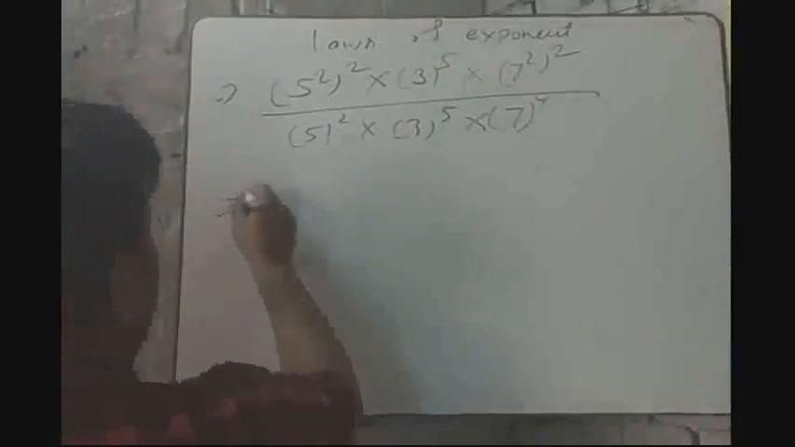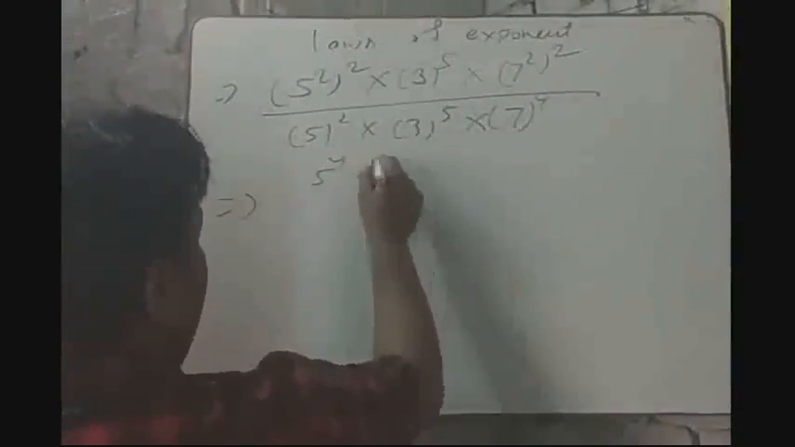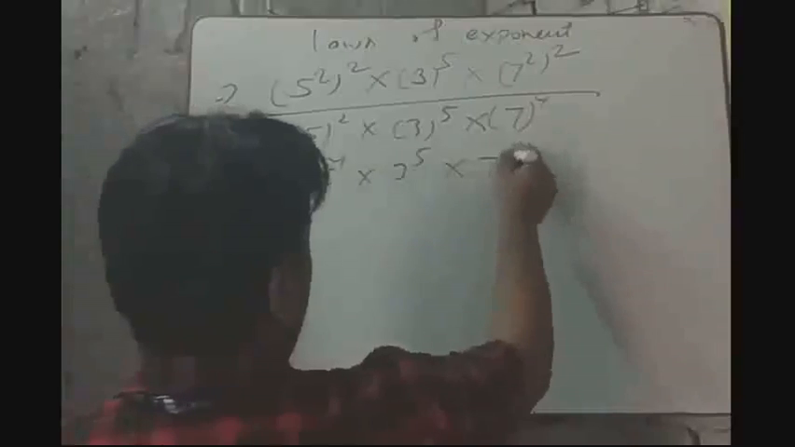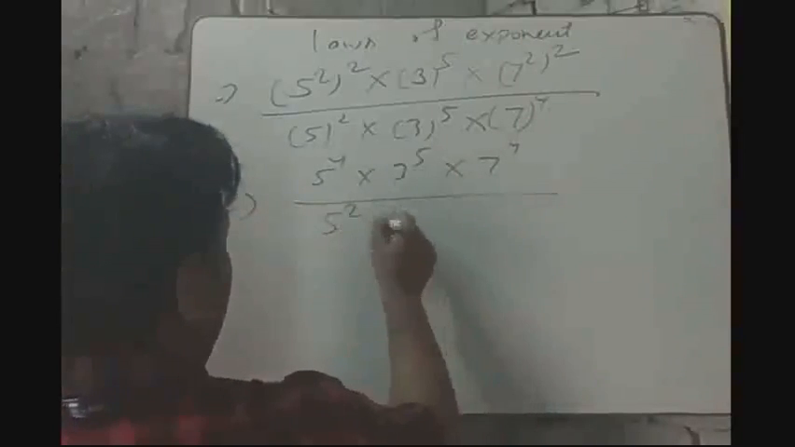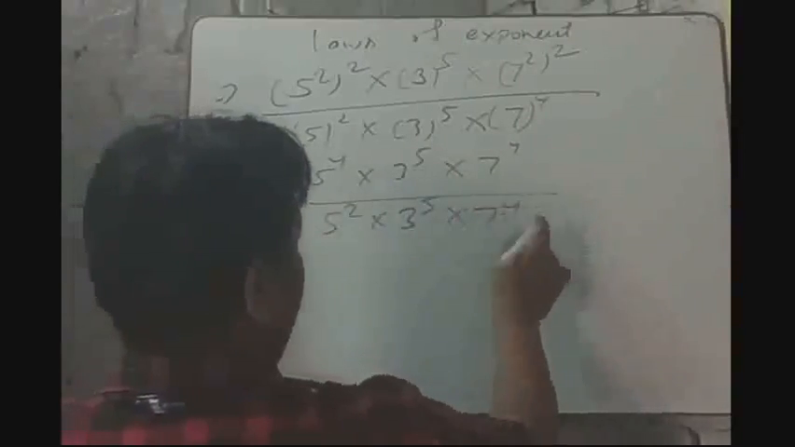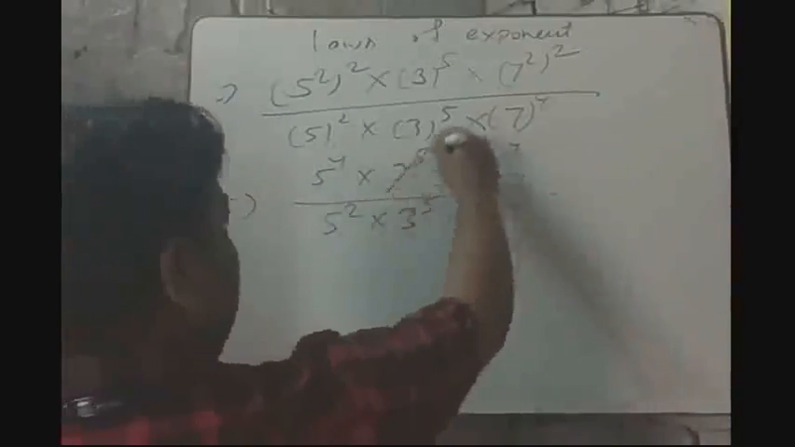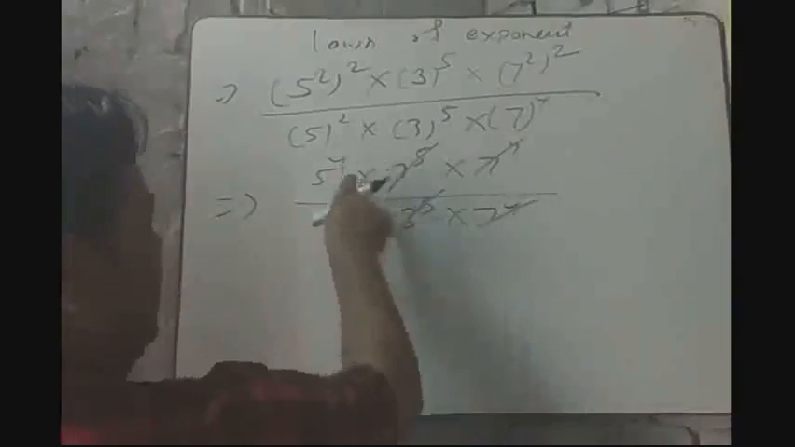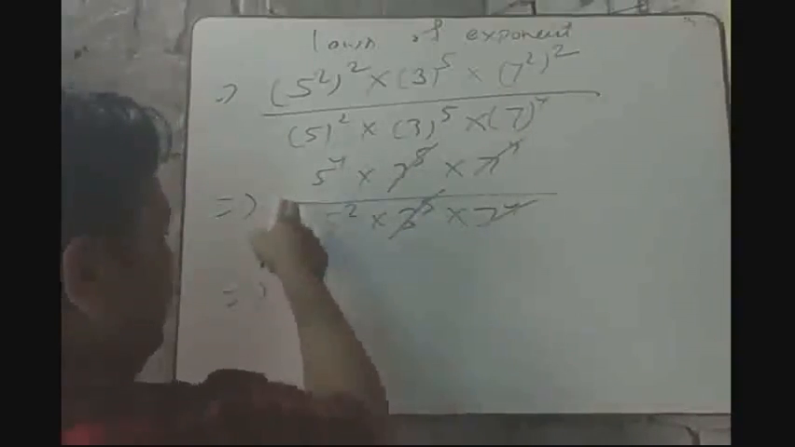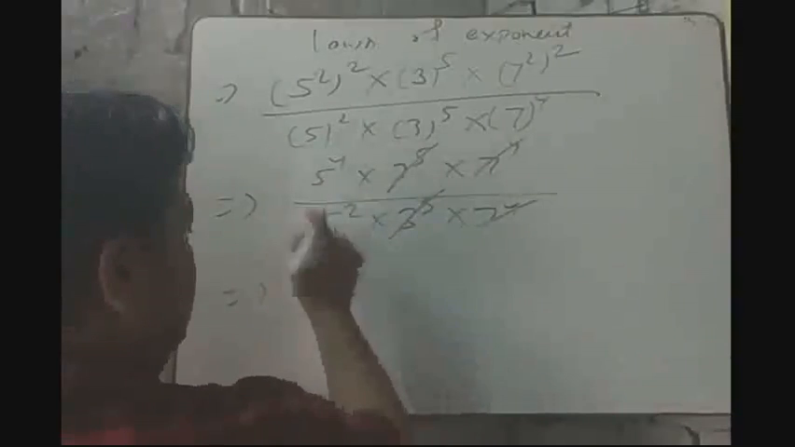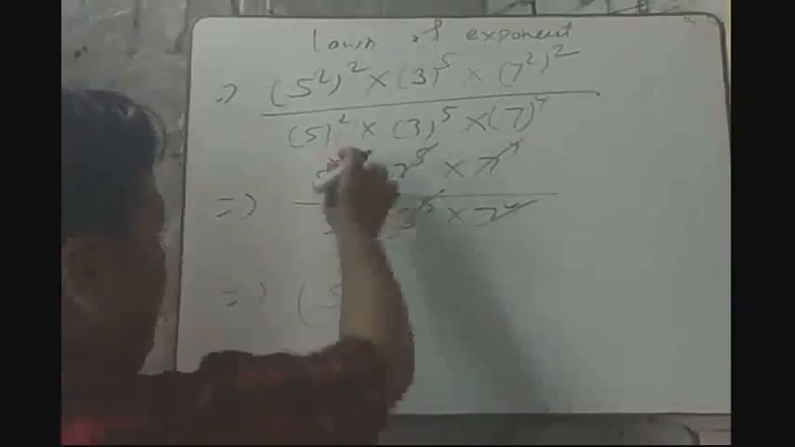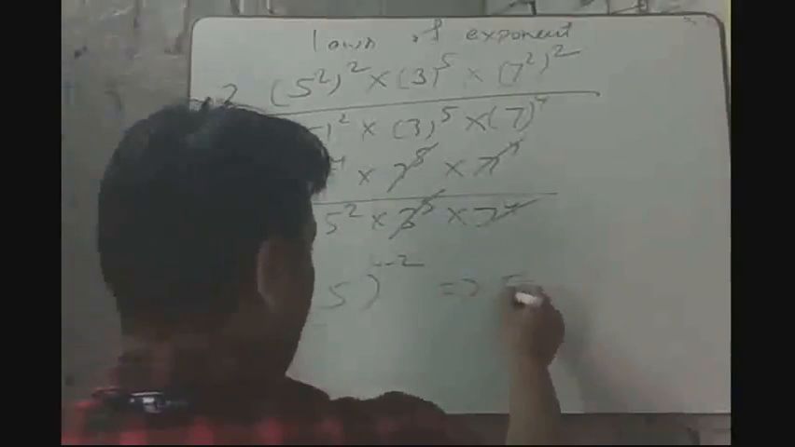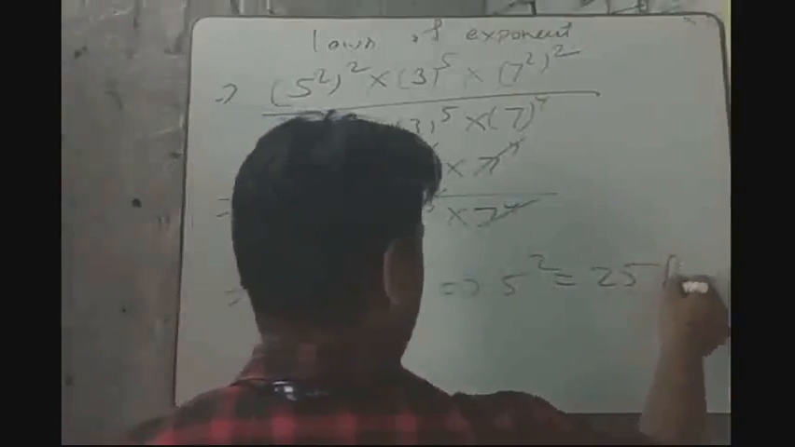Here, it is 5 to the power 4, 3 to the power 5, 7 to the power 4, by 5 to the power 2, 3 to the power 5, and 7 to the power 4. See, this is cancelled out, same value cancelled out. But the base is equal, but the exponent is not equal, and it is in divisional form. So we will use the same base for log and the exponent will be minus. So it will be 5 to the power 2, which is equal to 25. So this will be our answer.